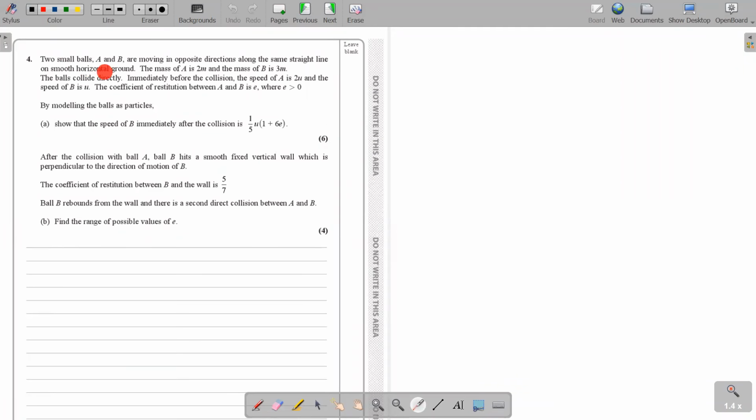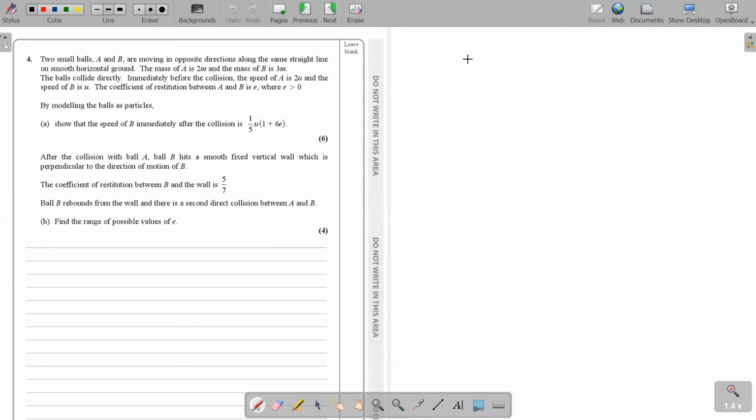Two small balls A and B are moving in opposite directions along the same straight line on smooth horizontal ground. The mass of A is 2m and the mass of B is 3m. The balls collide directly. Immediately before the collision, the speed of A is 2u and the speed of B is u. The coefficient of restitution between A and B is e, where e is greater than 0. By modeling the balls as particles, show that the speed of B immediately after the collision is this.